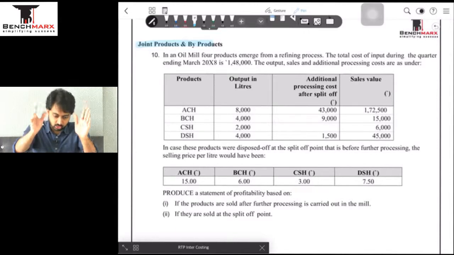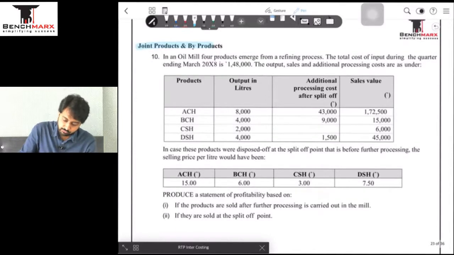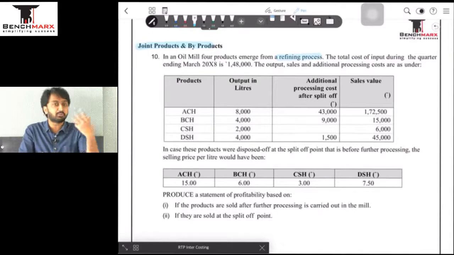Last question है, ध्यान दो. चलो question number 10 please. In an oil mill 4 products emerge from a refining process. So एक ही process है, 4 product बन के आया है. So this is a joint product.